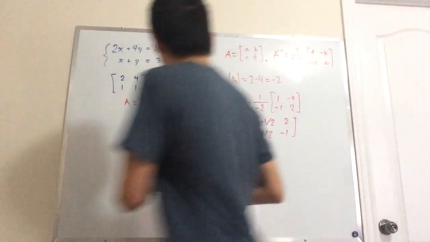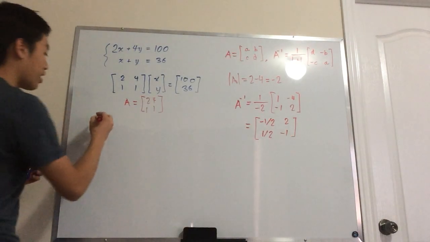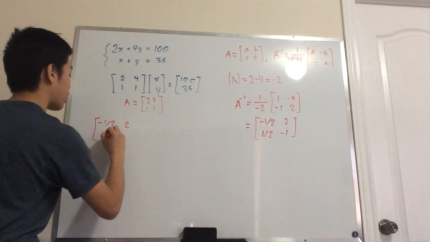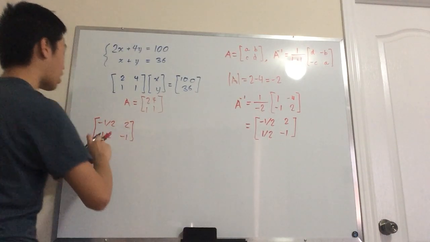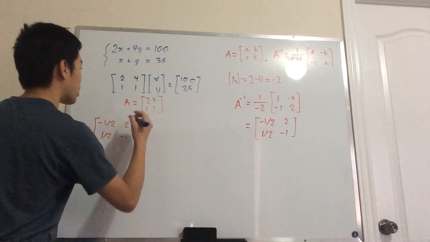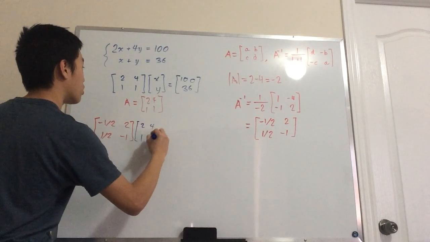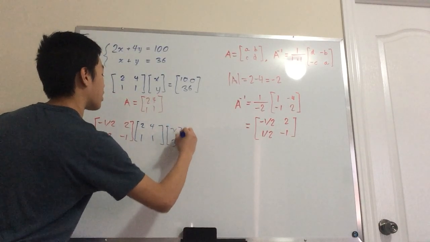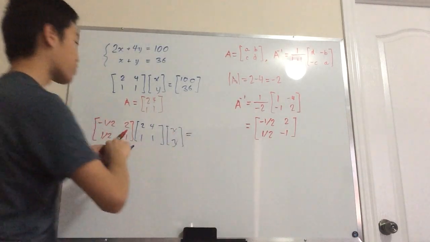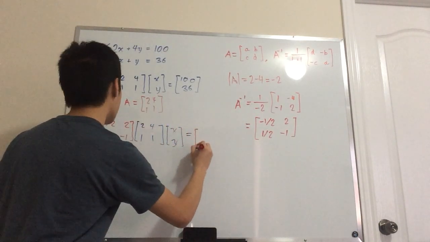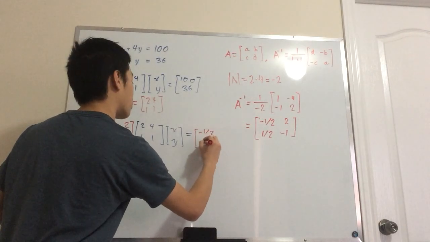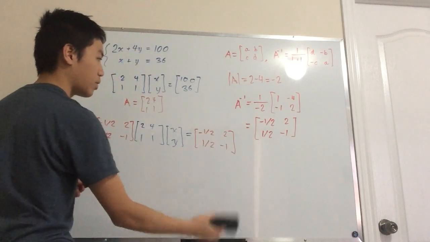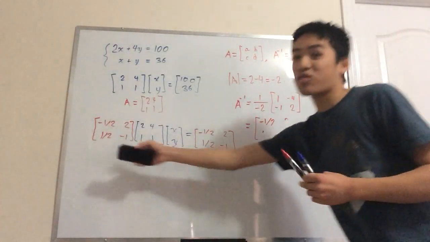So we're going to come back to this equation, and we'll apply it to both sides. And so, we have minus 1/2, 2, 1/2, minus 1 applied to the original A, 2, 4, 1, 1, which is applied to xy. Just like that. And that is equal to applying the inverse matrix on the other side as well, to 100 and 36. And I'm running out of space here, so I'm just going to erase our result. I've written it twice already.